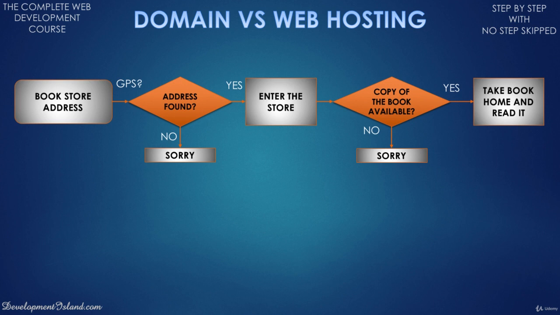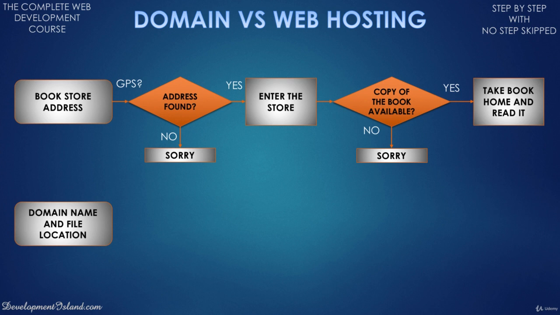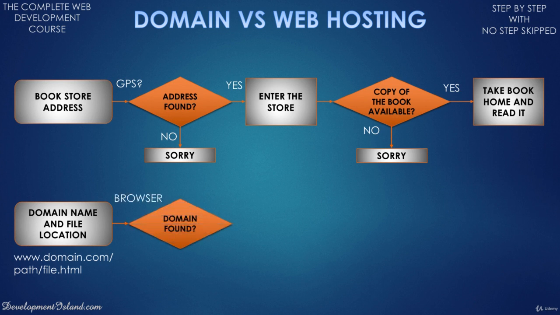So this simple example can be converted to the example of a URL typed by a user to access a website. The URL has got a domain name and a file location on the server. When you type this, the browser is going to look for the domain name first. The domain name is the equivalent of the address of the bookstore. Every single domain on the internet has got its own address.